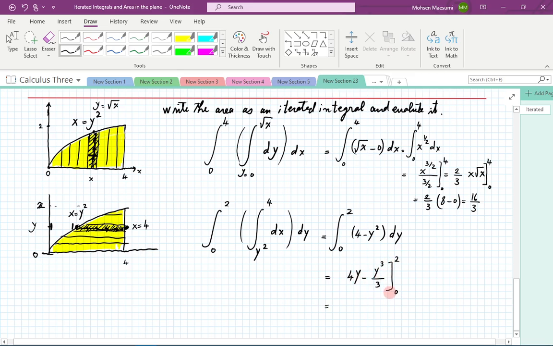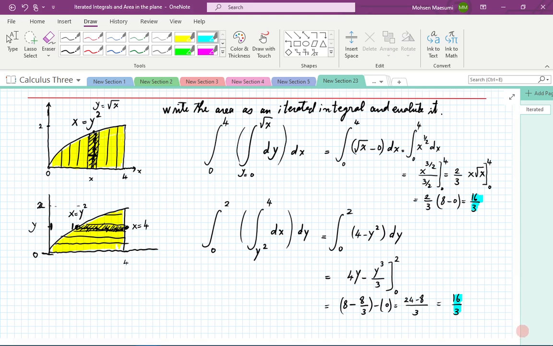At 2, I replace it, get some numbers. At 0, I'm going to get all zeros. So 4 times 2 is 8. 2 cubed over 3 is 8 thirds. And at the lower end, I have all zeros. I take my common denominator, it becomes 24 minus 8. And I recover the same answer, 16 thirds, that I had here. I have it here as well.